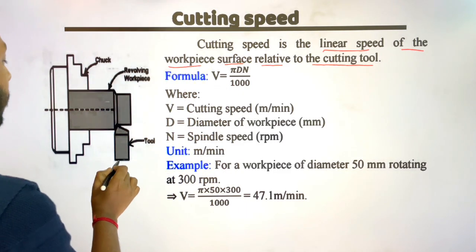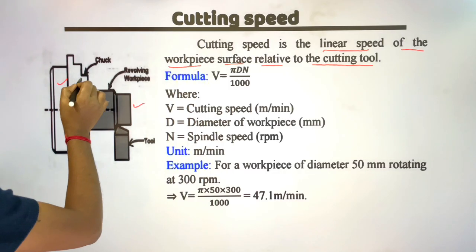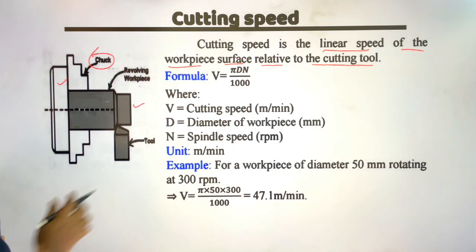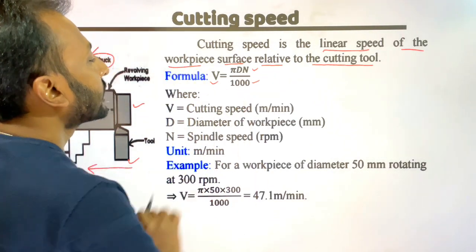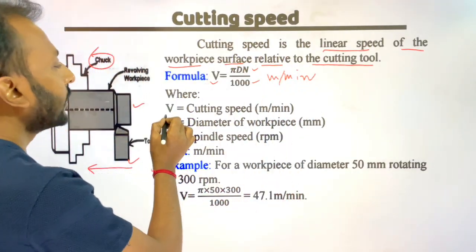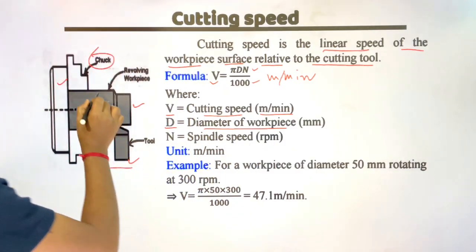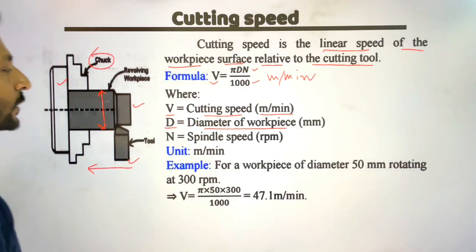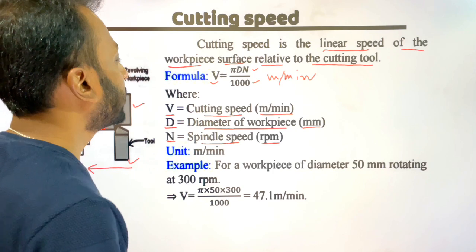So here we can see this is the workpiece and this is the lathe chuck. The workpiece is held inside the chuck, and this is the tool. Here the tool is moving forward. The formula of the cutting speed, V is pi D N by 1000, and it is denoted in meter per minute. Here V is the cutting speed in meter per minute, D is the diameter of the workpiece, this is the diameter of the workpiece, denoted in millimeter. N is the spindle speed, denoted in RPM.